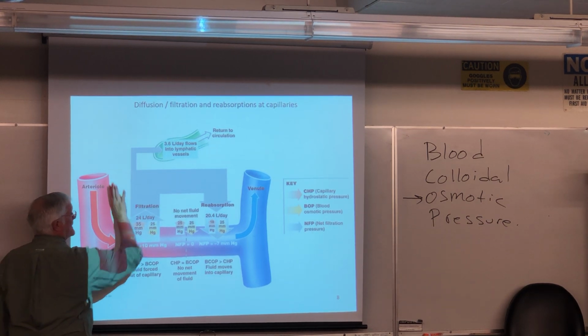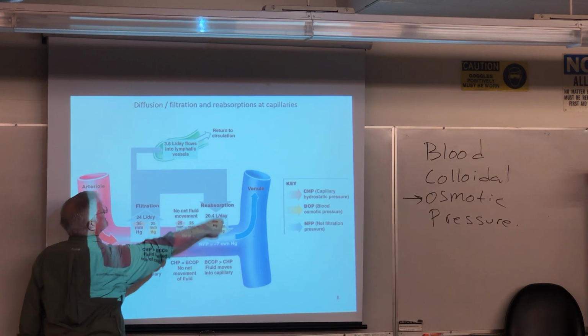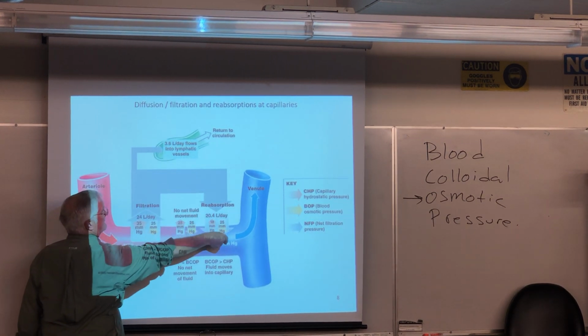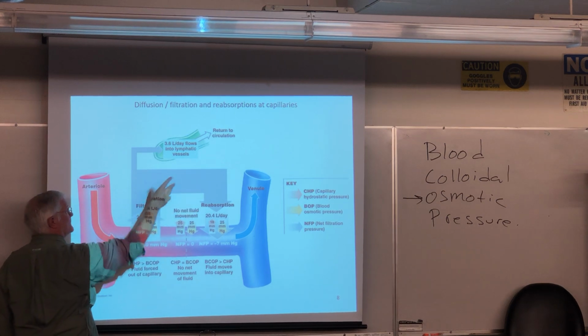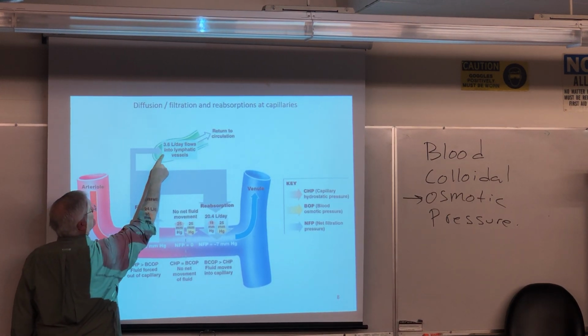24 filtered, 20.4 reabsorbed, and 3.6 into the lymphatics, that matches the 24. And as long as that excess fluid that was not reabsorbed can enter the lymphatics, where does this fluid go?